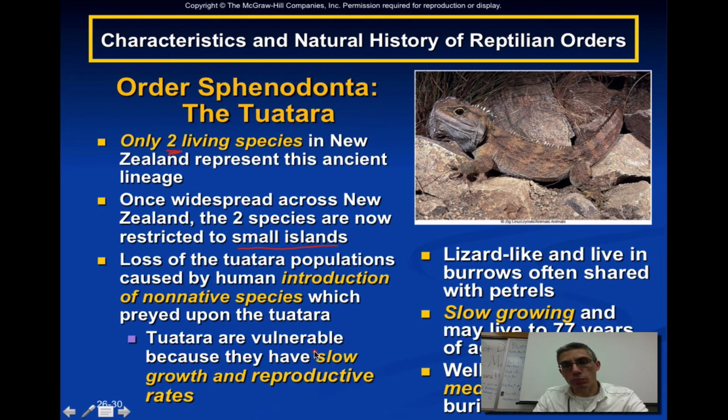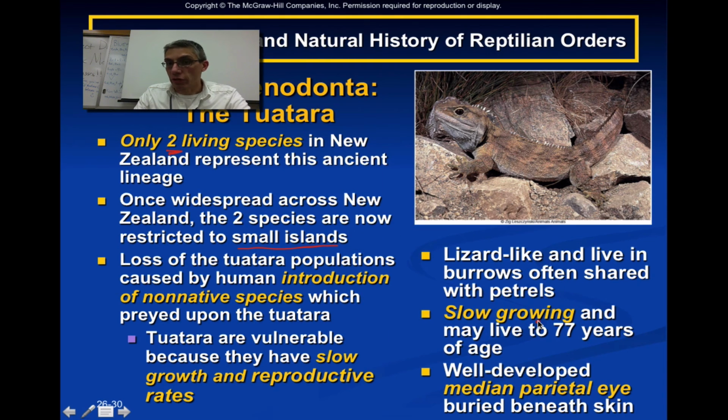Tuataras tend to be much more vulnerable than other reptiles because they have an extremely slow growth and reproductive rate. Now, they're lizard-like, and they do live in burrows that are often shared with petrels, which is a type of bird. They are very slow-growing and very slow to mature, and they can live up to 77 years of age.